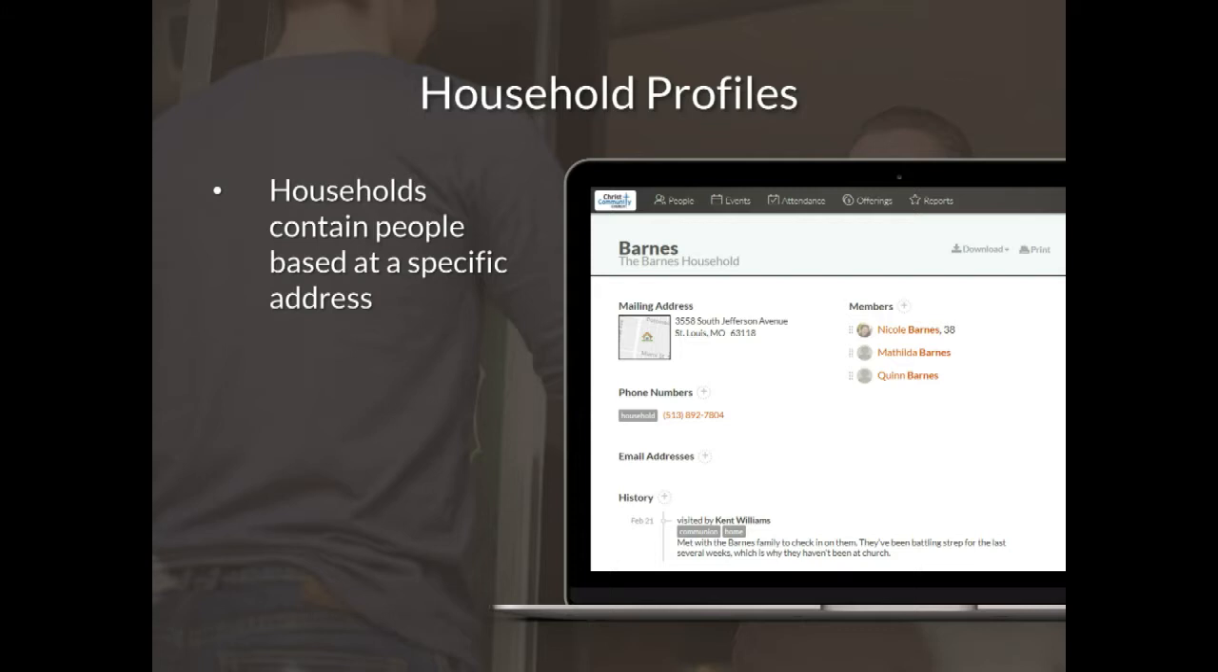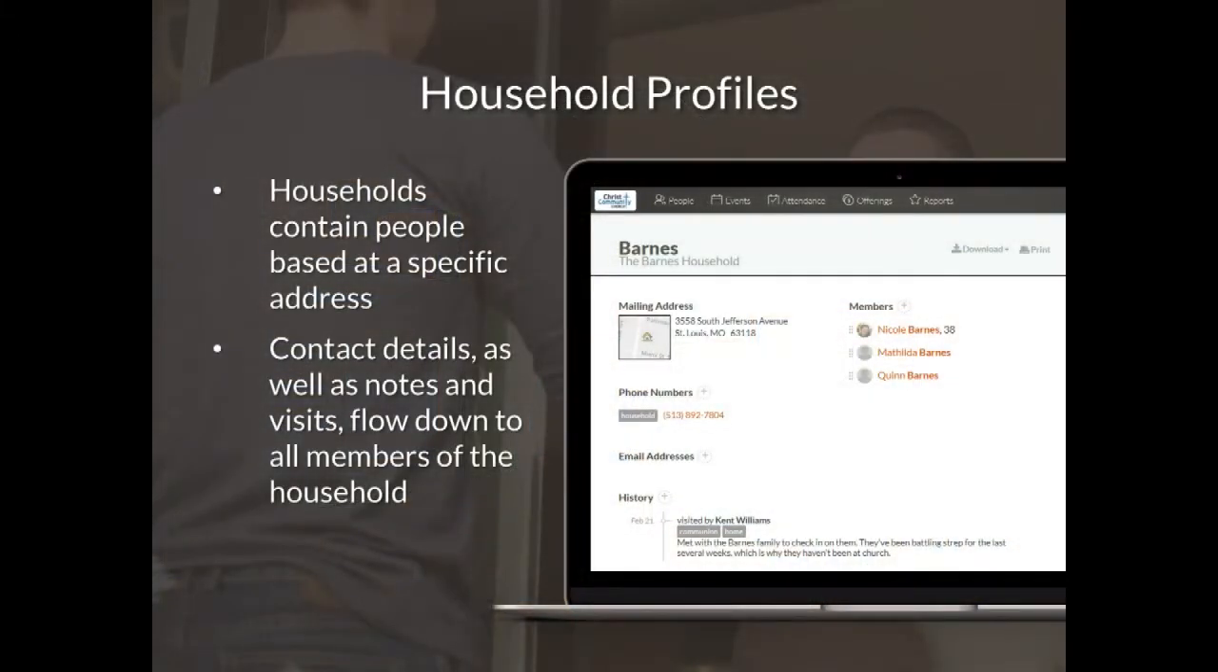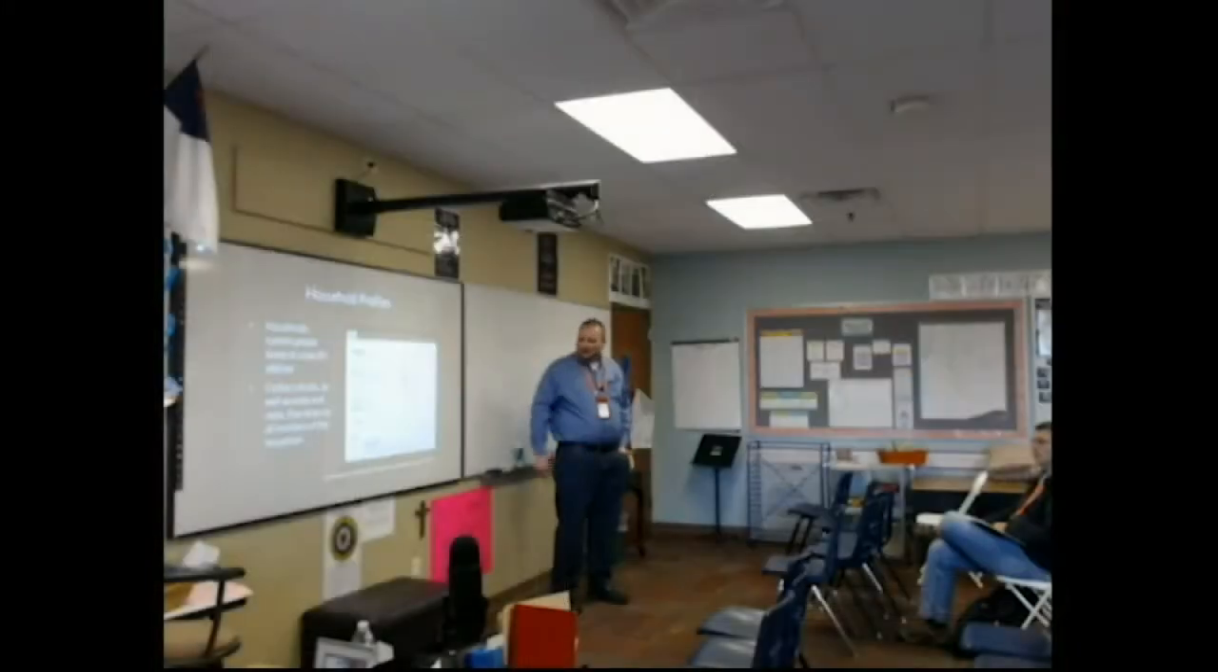What's nice about the households is that they contain all the people at a specific address, and contact details as well as notes and visits flow down to all members of the household. So if you're visiting the household, you enter it in the household and it's shown for everybody else. That makes it a little bit more efficient. You could still add separate notes for different people depending on conversations, but it saves a little bit of time. I know that many churches will view it that way, that it's all about visiting households more than individuals and having that conversation in the context of everybody. So that's household profiles.